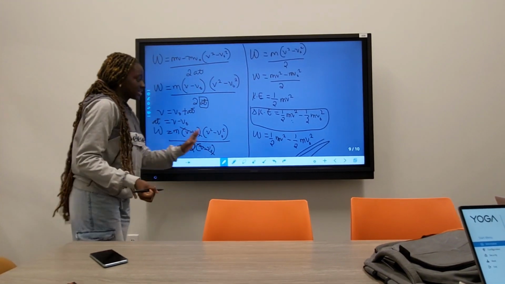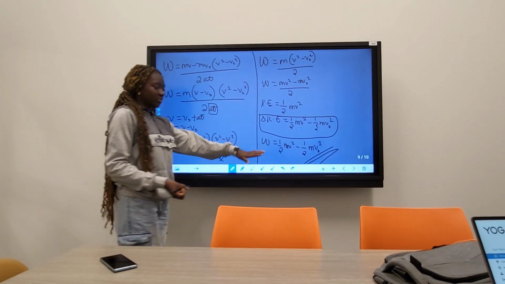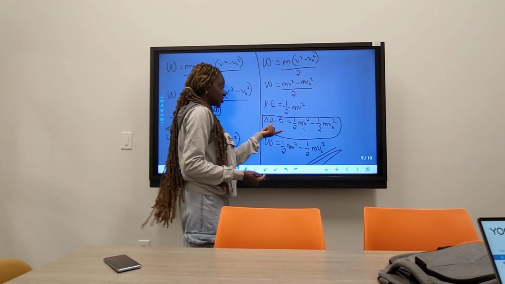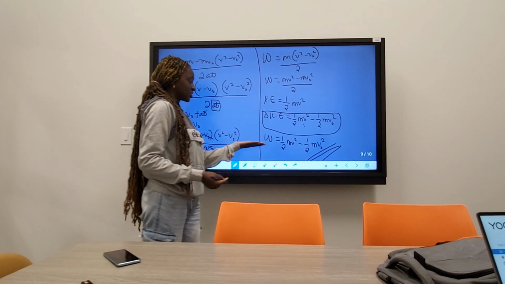Okay, so there you have it. I've been able to prove that you can actually get the equation for change in kinetic energy from the equation for work done.